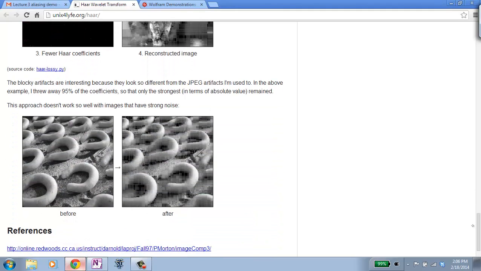Here's another one. Same thing, threw away 95% of the wavelet coefficients. The original picture is on the left and the new picture is on the right. Now, the Haar wavelet is not the most commonly used for images. There are other wavelets that are not so flat that are used more often. But this was the simple one to demonstrate.